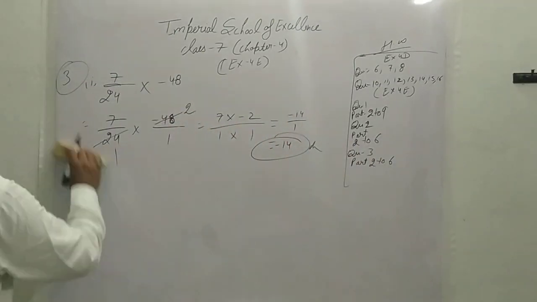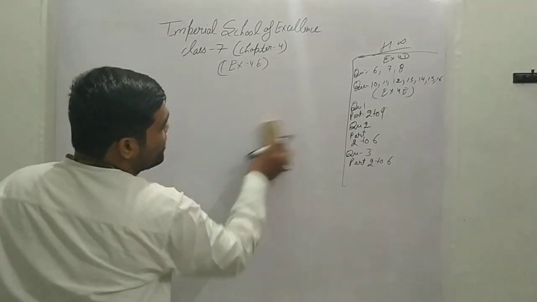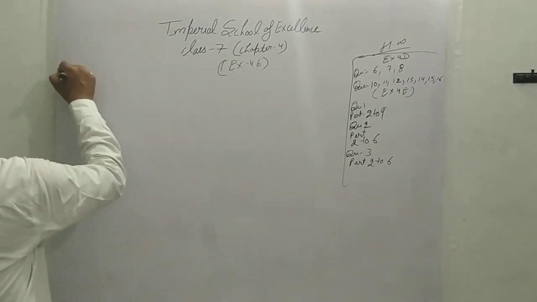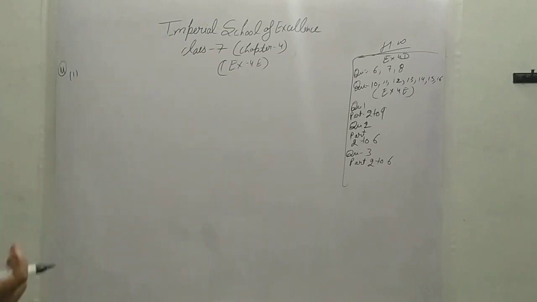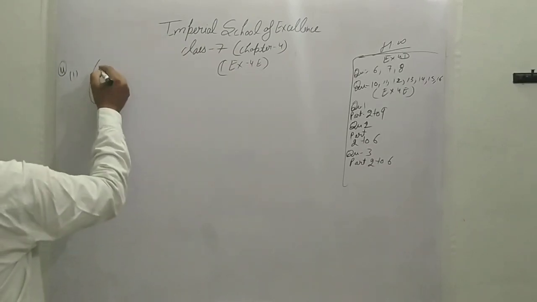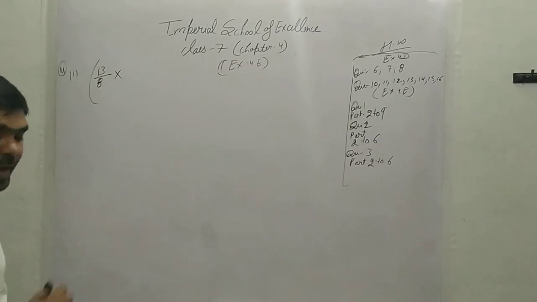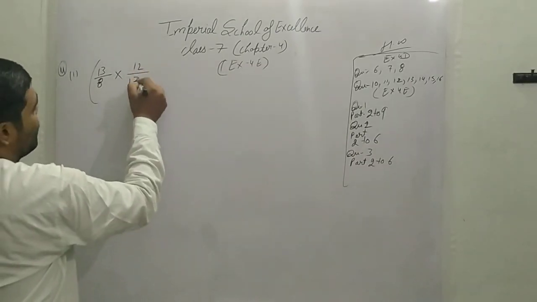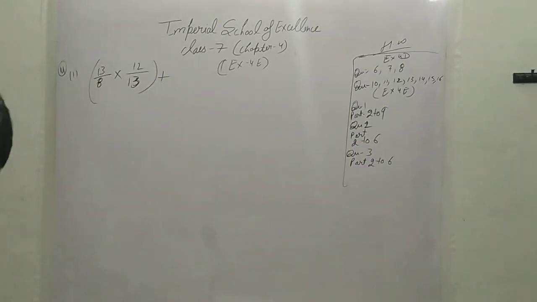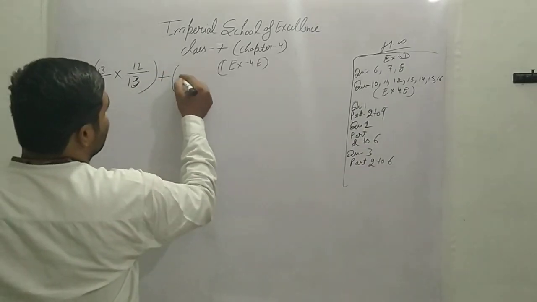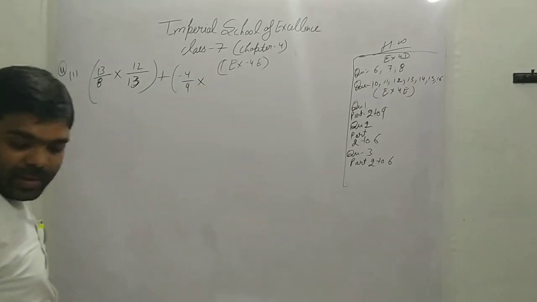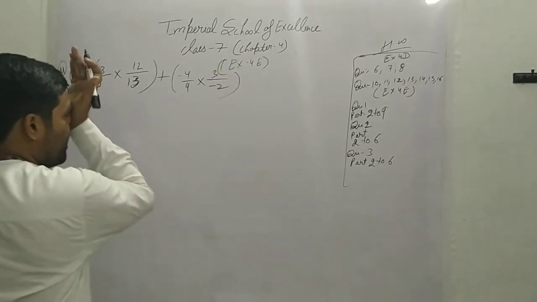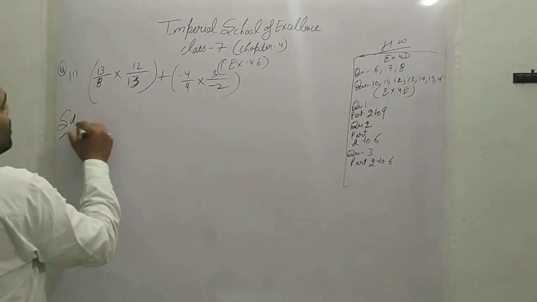After that, question number 4 is given. Simplify. Question number 4, part 1: simplify 13 upon 8 multiply by 12 upon 13 plus minus 4 upon 9 multiply minus 3 upon minus 2. What you have to do in this question?